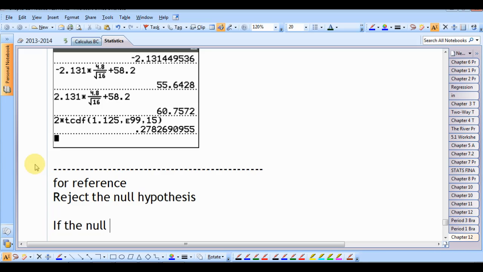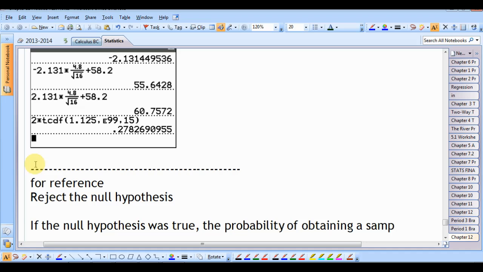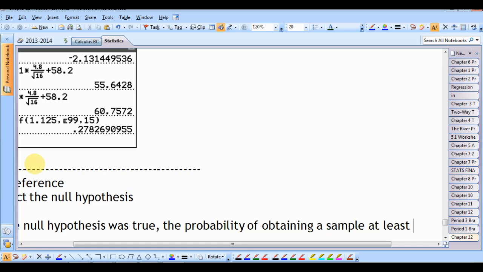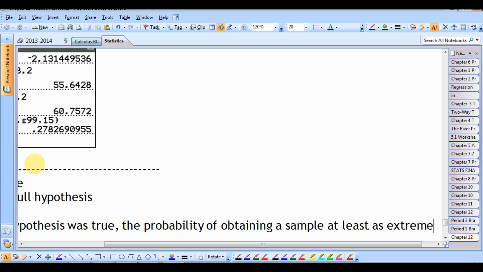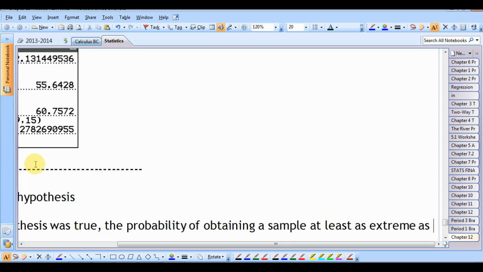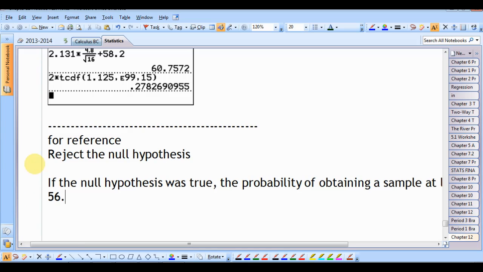If the null hypothesis was true, the probability of obtaining a sample at least as extreme as 56.85 is 27.82%.